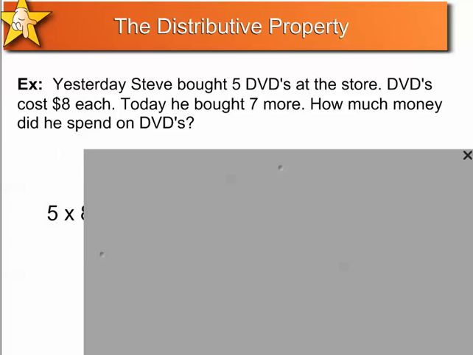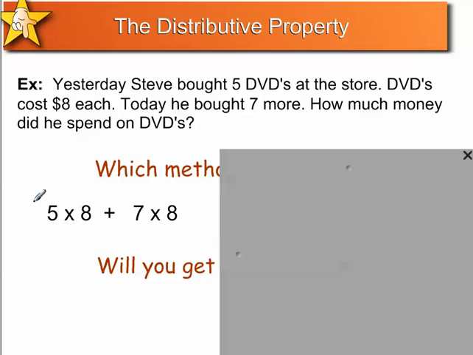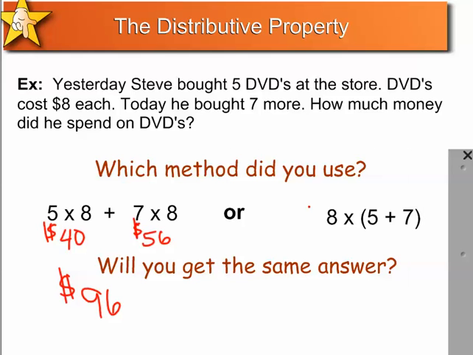Let's see. Did you do it this way? Did you say, well, yesterday he bought 5 DVDs and they cost $8, so he spent $40 yesterday. And then today he bought 7 DVDs, so that would have cost $56 today, so a total of $96. Or did you do it this way? In all, he bought a total of 12 DVDs, and then they were $8 each, so that would have been 8 times 12, so that's $96. Either way, you see it comes up with the same answer.